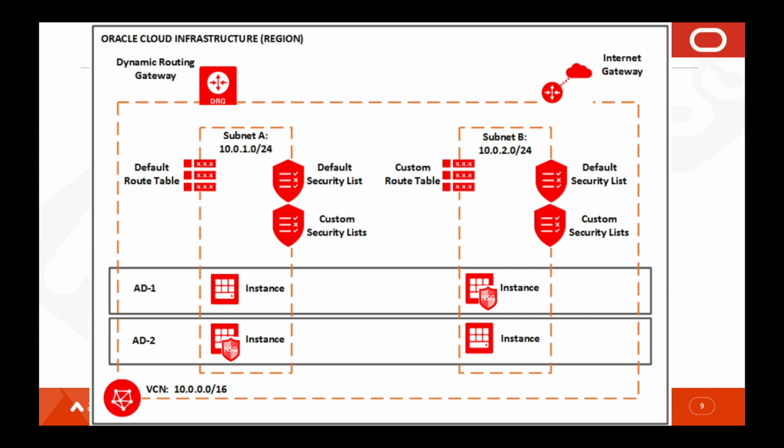Whenever it comes to public internet connectivity, you have the internet gateway. That's the entity which allows the traffic to go in and out. In OCI, we have the concepts of private and public subnets. You actually need to define a subnet to be private or public at the time of creation of that subnet.